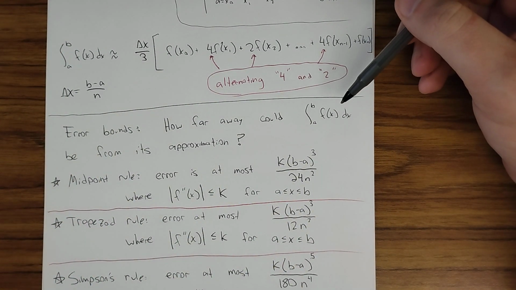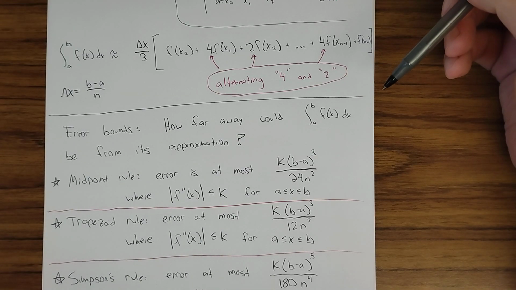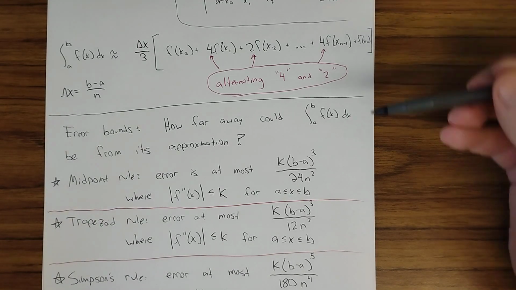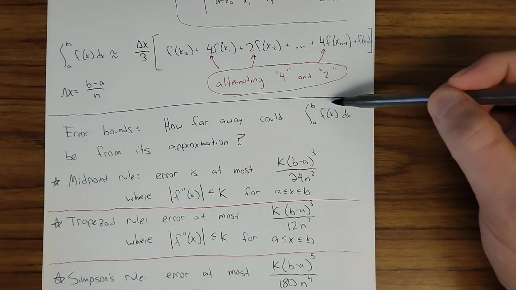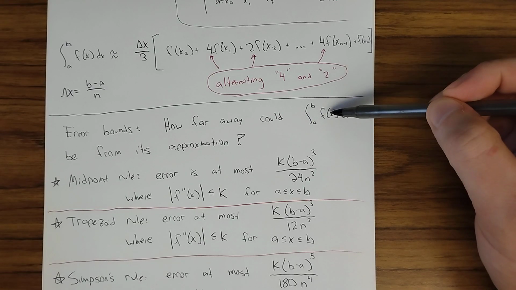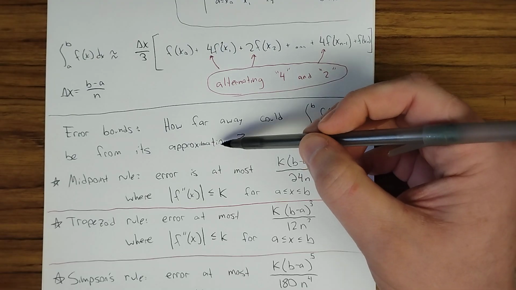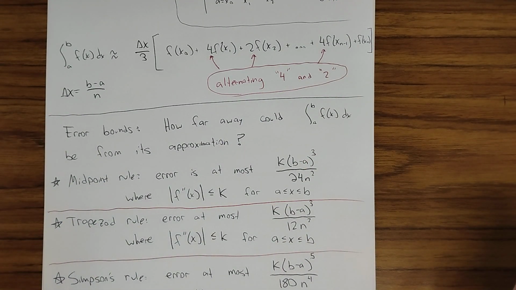Let's talk about these error bounds, because an approximation basically doesn't do us any good unless we know how far away it might be. So here's the question. How far away could this, which is the exact answer to the integral we're trying to approximate, be from the approximation that we get using these various rules? And the answer is different for different rules.